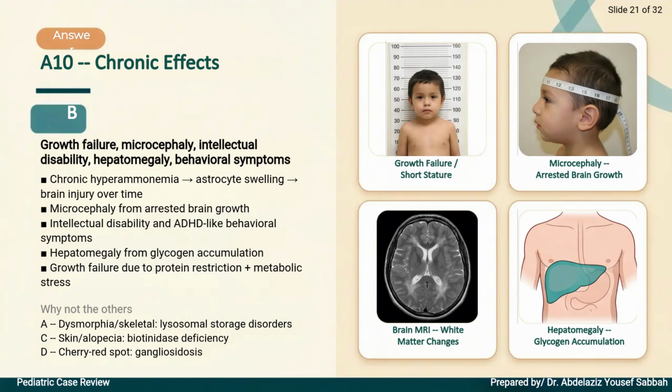The other options point elsewhere. Dysmorphia and skeletal changes suggest lysosomal storage disorders. Skin lesions and alopecia suggest biotinidase deficiency. And a cherry red spot suggests a gangliosidosis. None of these belong to citrullinemia.